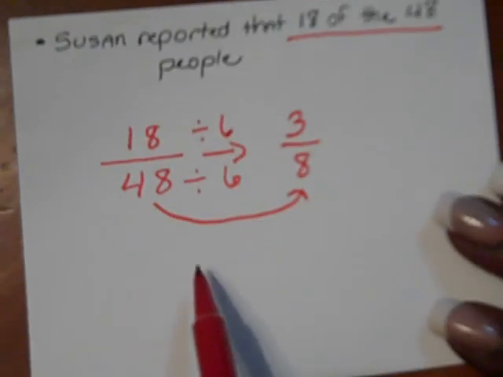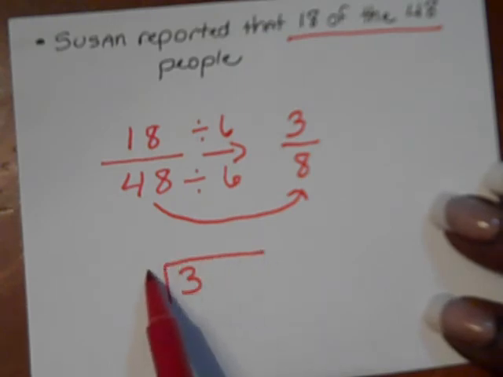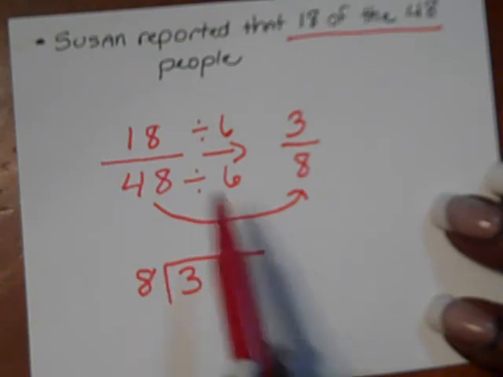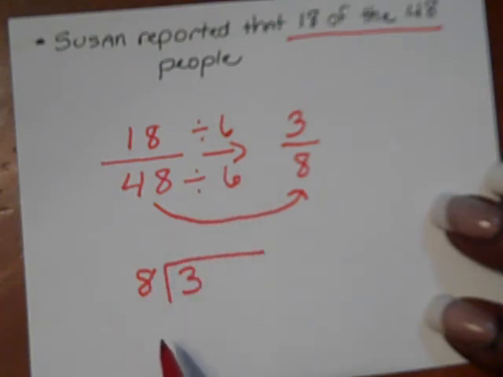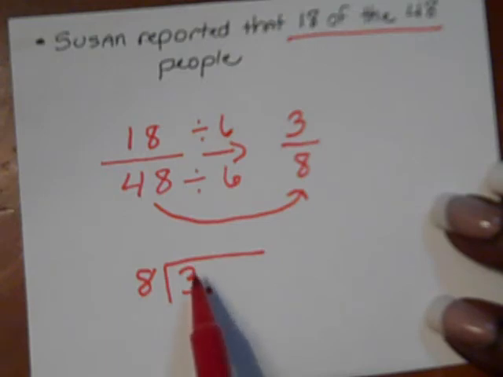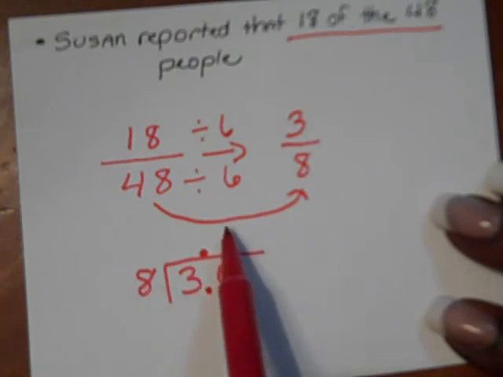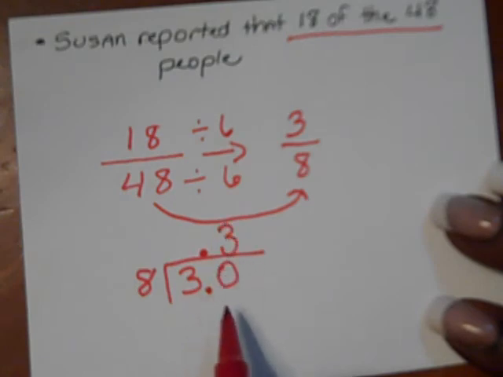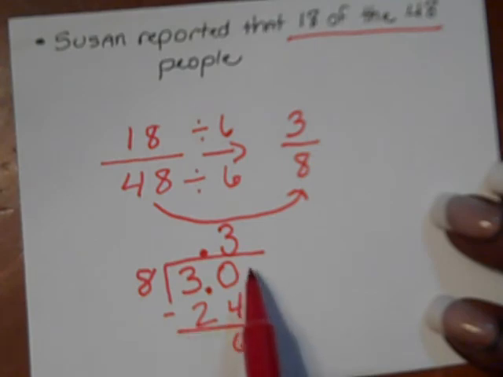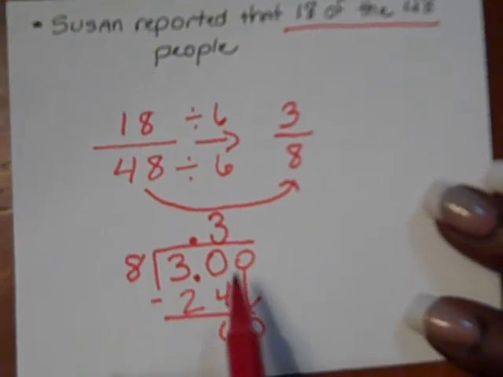The reason why I reduced it, because when I divide the numerator by the denominator, my numbers are much smaller. So you might also find it helpful to reduce before you start dividing. My decimal point is behind the 3, so it will go straight up. And I'll add the 0 and begin dividing. 8 goes into 30 about 3 times. Add the 0, bring it down. 8 goes into 60 about 7 times.